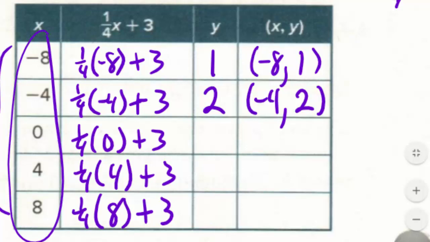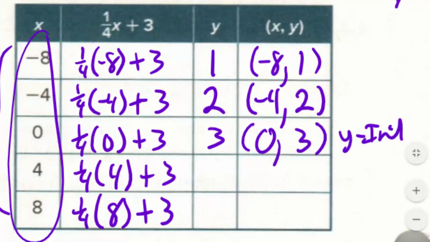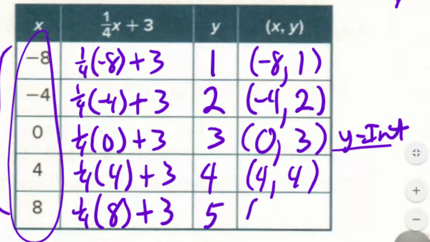0 times a fourth is 0. 0 plus 3 is 3. So we have the y-intercept there of 0, 3. So that's the y-int. So as you do this, you might want to point that stuff out. 1/4 times 4 is 4 divided by 4 is 1, plus 3 is going to give you 4. So we have the point 4, 4. And then again, 8 divided by 4 is 2, times 1 is 2. 2 plus 3 is 5, so we have the point 8, 5 on our graph.